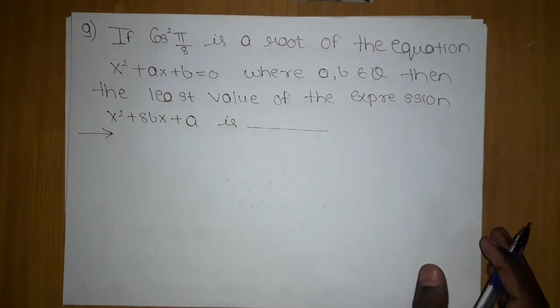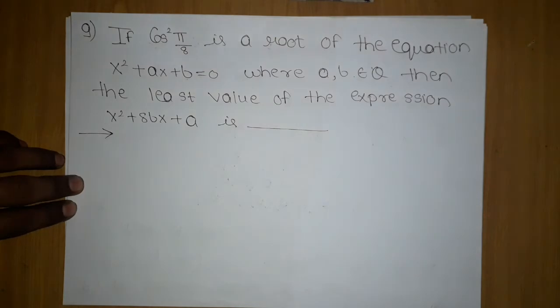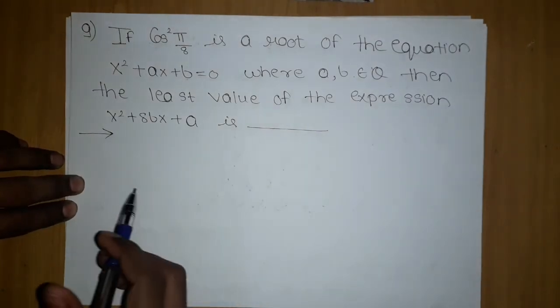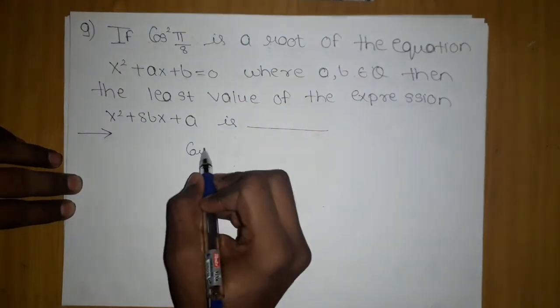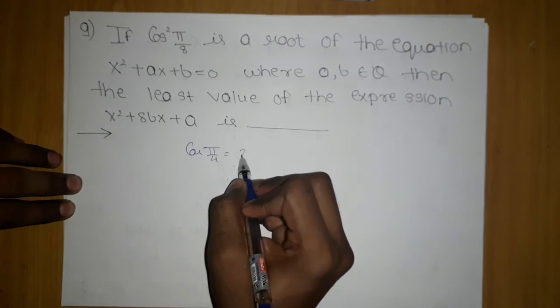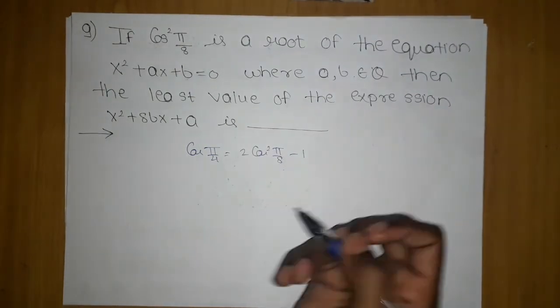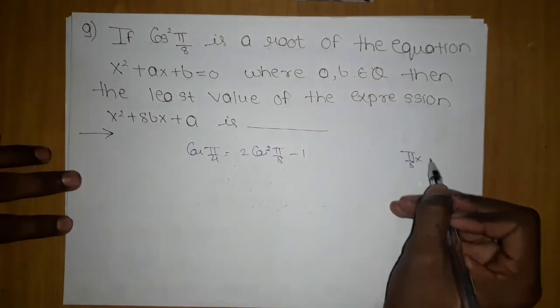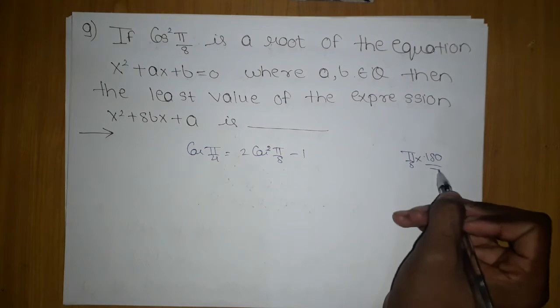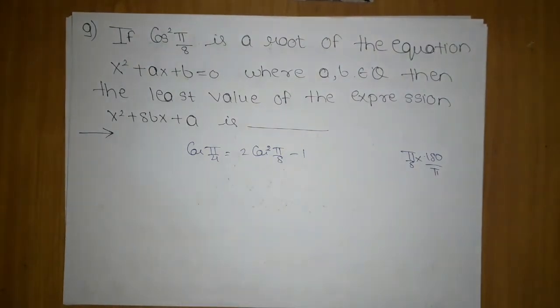So what should we do now? If you have learned trigonometry, your trigonometry should be a little bit strong, because this question is using trigonometry. If you don't know trigonometry, you will be stuck. Cos pi by 4 is what? 2 times cos square pi by 8, minus 1. I can tell you how it came, but you just reduce this using 180 by pi, and get this angle value.